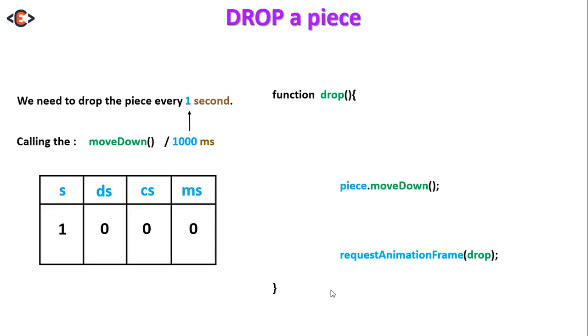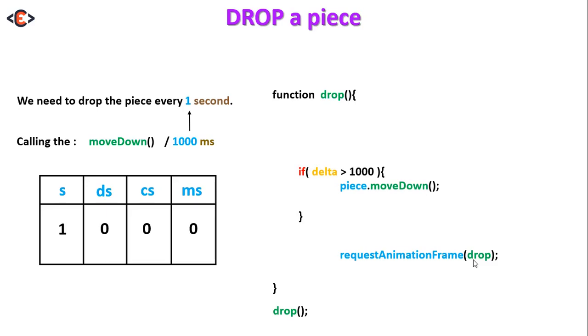So what happens here, after we call the drop function just one time, the piece moves down, and then the request animation frame will call drop again whenever our browser is ready. But before we move down the piece, we need to check if it's already 1000 milliseconds. So we have to say if delta is greater than 1000 milliseconds.